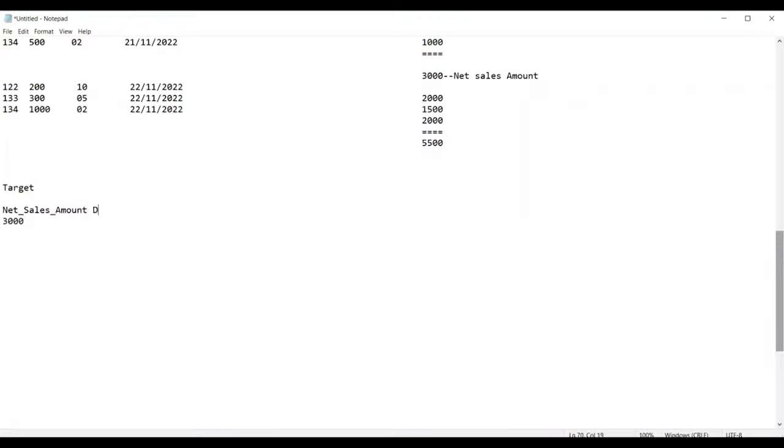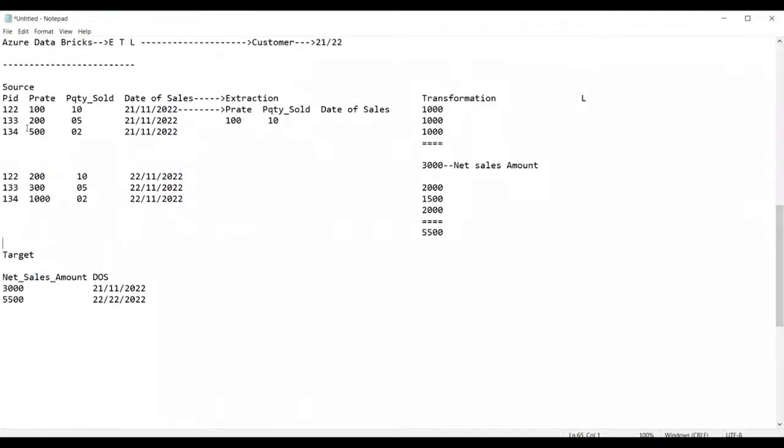And for which date is it? I'm declaring one more column here, that is date of sales. Date of sales is 21/11/2022. And then we have 5500, and it is on 22/11/2022. Now, this is called the output. What have we done? We have transformed this much data. Data of two tables I have transformed into one table in a summarized manner.